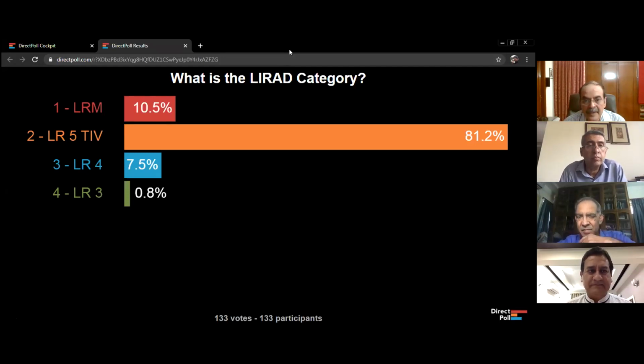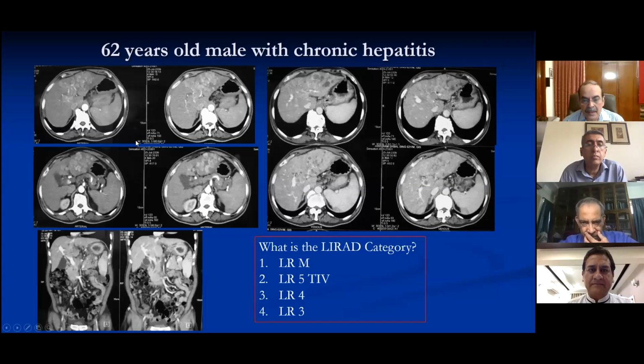And if I can go back to my screen for a moment, the reason this is LR5 TIV is, firstly, we can apply LI-RADS. It's not a trick question. You can apply LI-RADS because the patient has a condition which puts him at high risk for developing HCC. The lesion is in the left lobe, segments 2 and 3 of the liver, shows non-rim arterial phase enhancement, and on the venous phase, it shows washout.